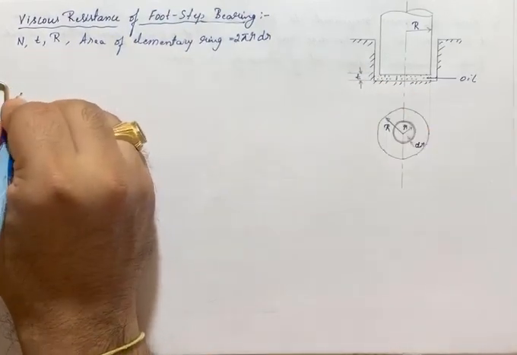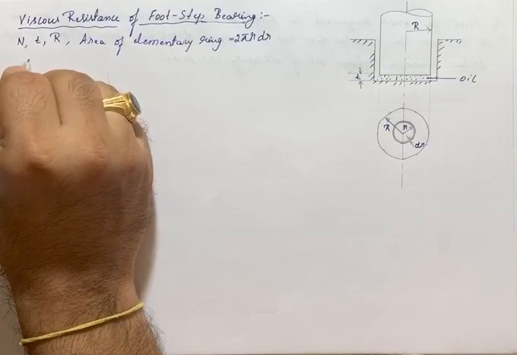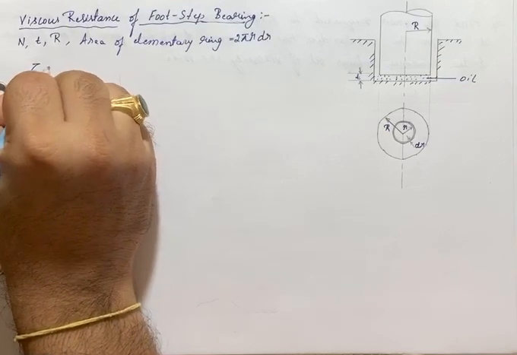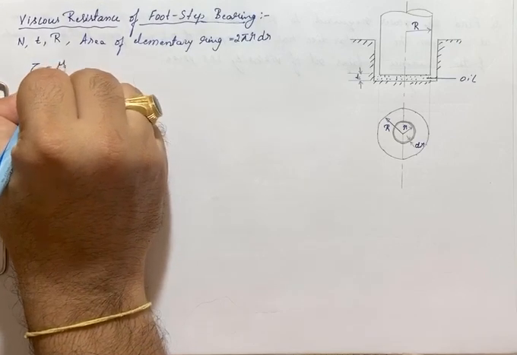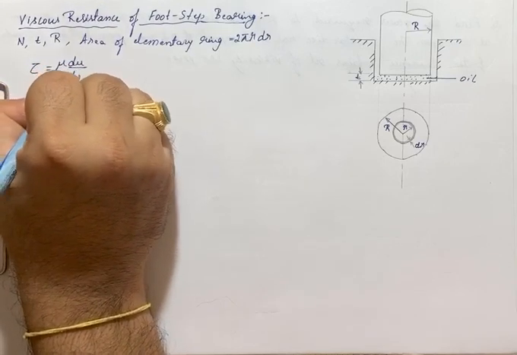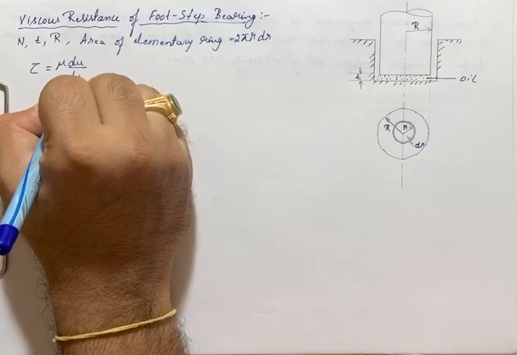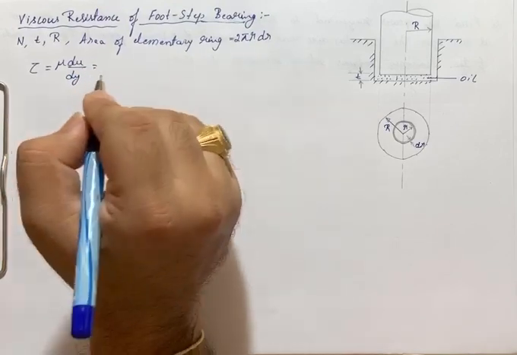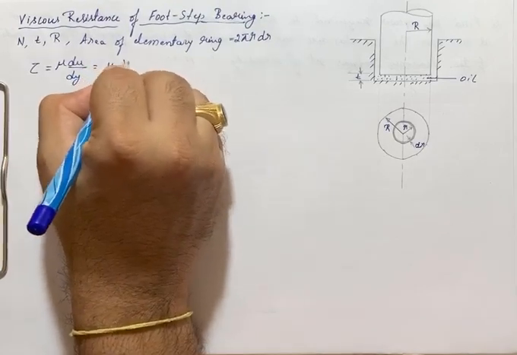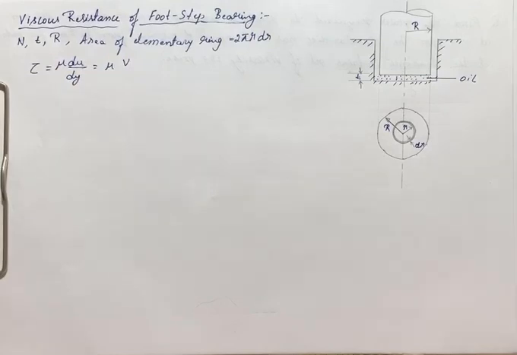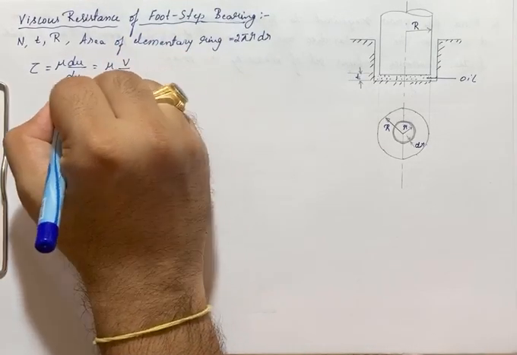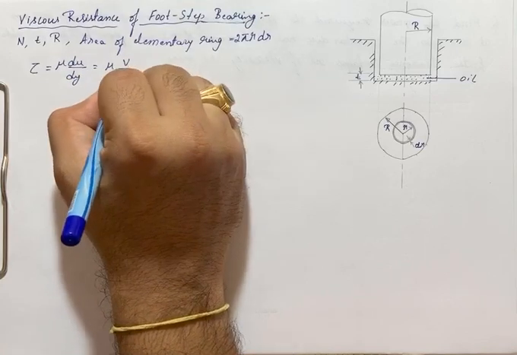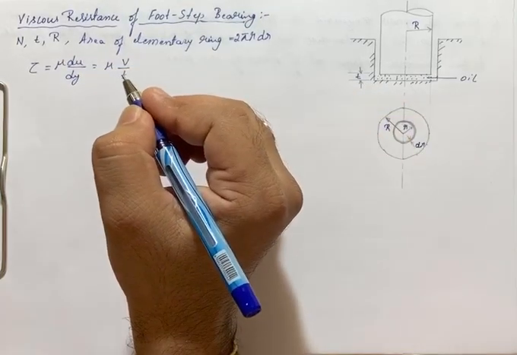Now, shear stress tau is given by mu into du by dy. Here, what is du? du is the final velocity minus the initial velocity. I will write just v, because the initial velocity is considered as 0, divided by dy, which is the thickness of the oil film T.